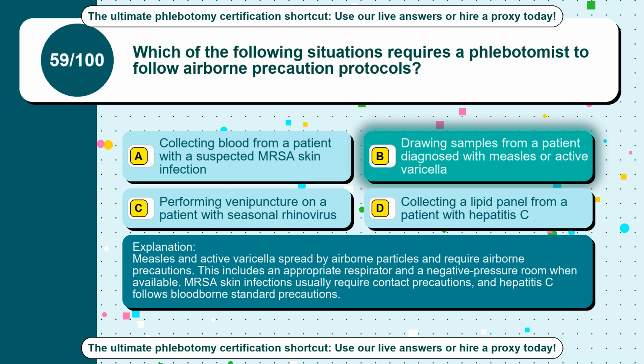Measles and active varicella spread by airborne particles and require airborne precautions. This includes an appropriate respirator and a negative pressure room when available. MRSA skin infections usually require contact precautions, and hepatitis C follows blood-borne standard precautions.